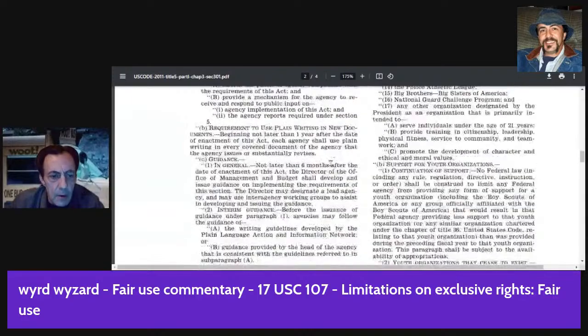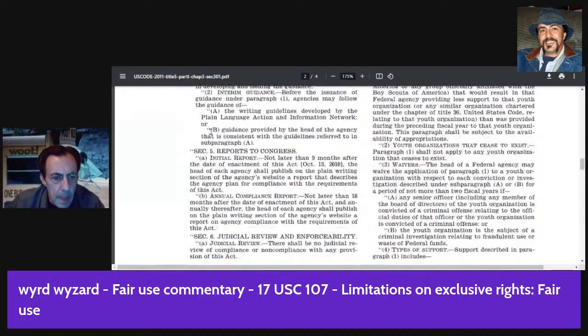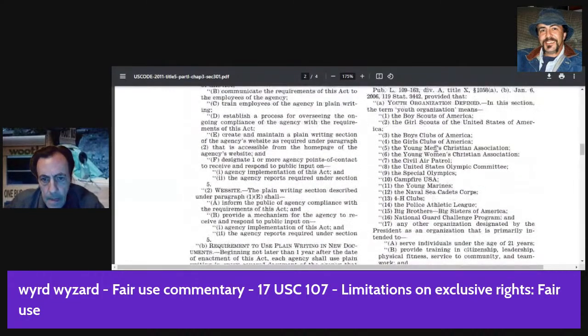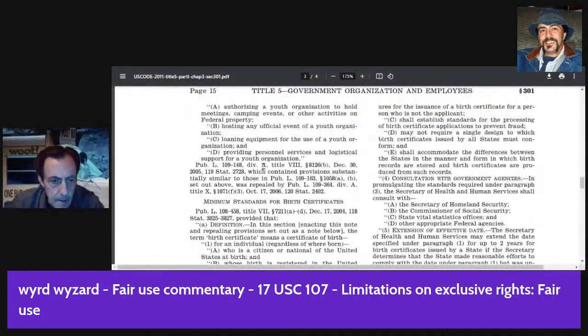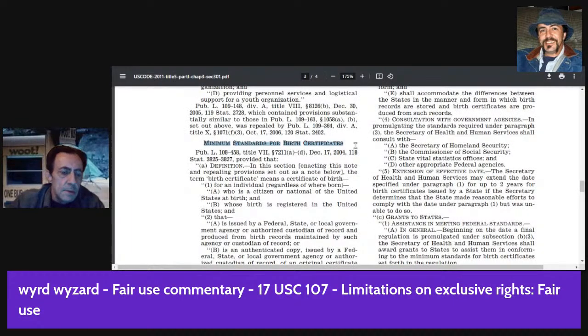The next one we're going to talk about is minimum standards for birth certificates. Definition. Again, I remind you, folks, this is applicable to the Department of Defense. It does not state that it is applicable to anything else. So everybody that is applying it through the federal government, which means all entities of the government of the United States, means it's a corporate activity.